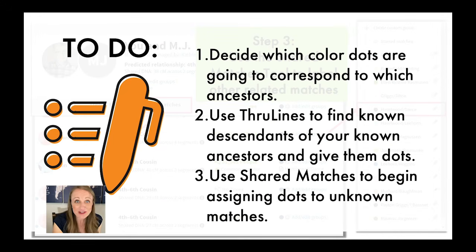So that's the whole of the dot system, but it's so powerful and I encourage you to start using it right away. And here's how I think you should start using it. First, decide which color dots are going to correspond to which ancestors and name them. Second, use through lines to find known descendants of your ancestors. Give them dots. Then use the shared matches tool to begin assigning dots to even matches you don't know your relationship to. This process will help you divide your entire match list into a distinct number of groups and help you be able to focus on just the DNA matches that are going to help you the very most in whatever genealogy problem you're facing.